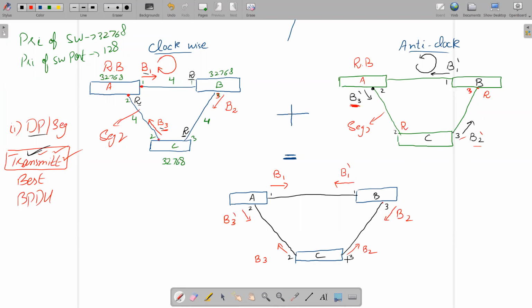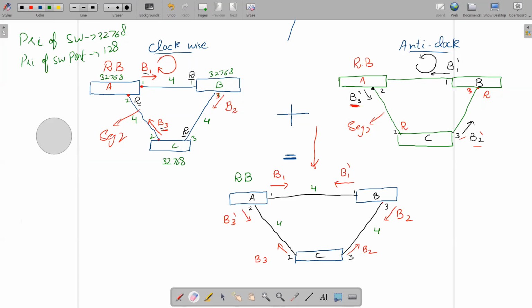Yes, guys, any questions so far? I just combined these two logical diagrams into a single one. And the cost of each link is 4, 4 and 4. Just remember, this is the root bridge. Is that clear to everyone? Yes, sir. Okay, now it's time to write the BPDU.